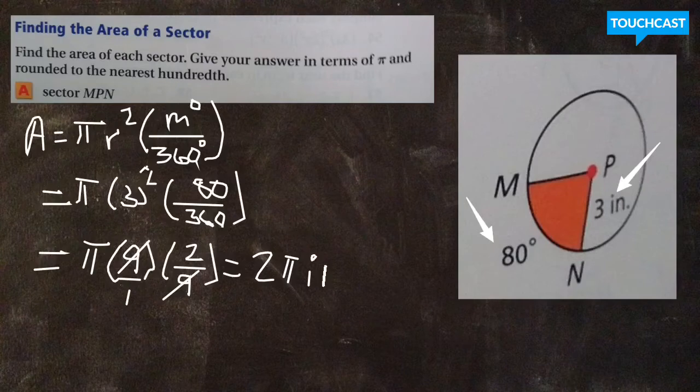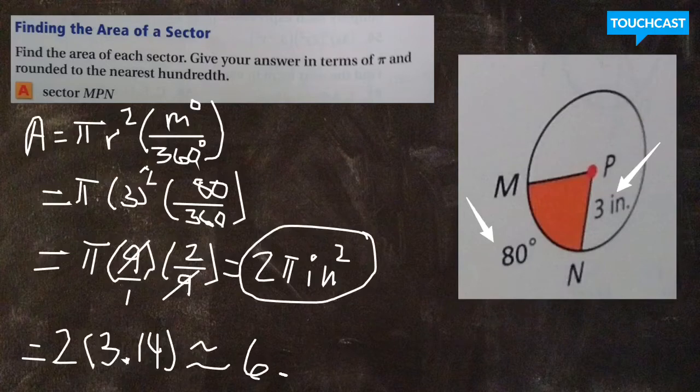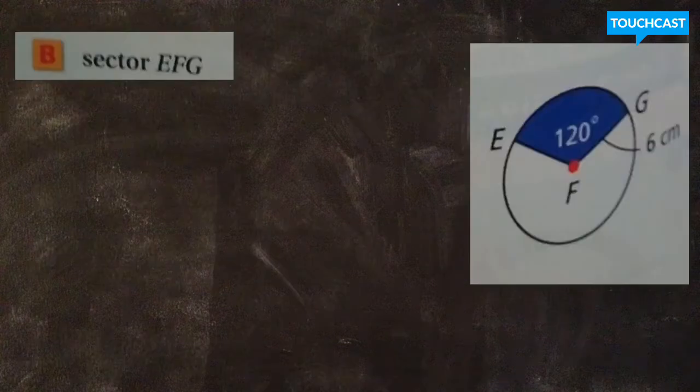inches squared. Now we also had to round it to the nearest hundredth. So we're going to go 2 times 3.14. And 2 times 3.14 is about 6.28 inches squared. So we've got our area both in terms of pi and to the nearest hundredth using 3.14 for pi. Let's look at one more example.